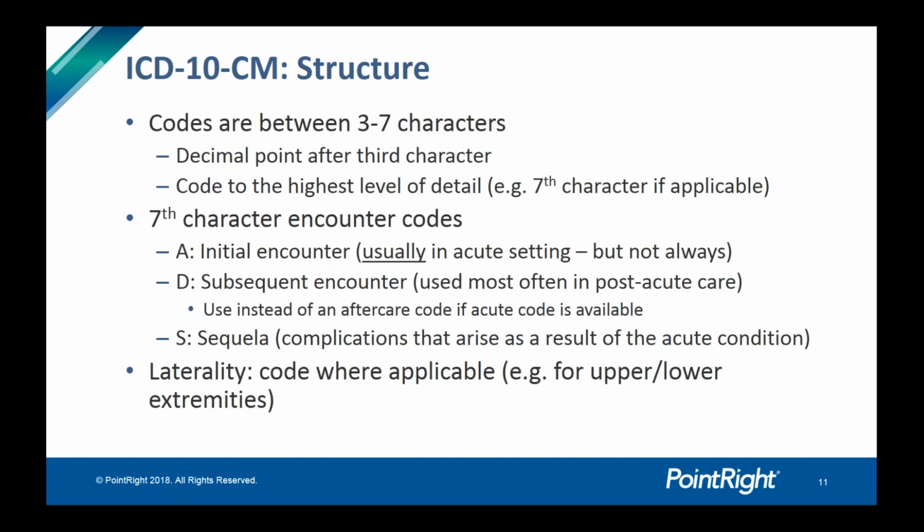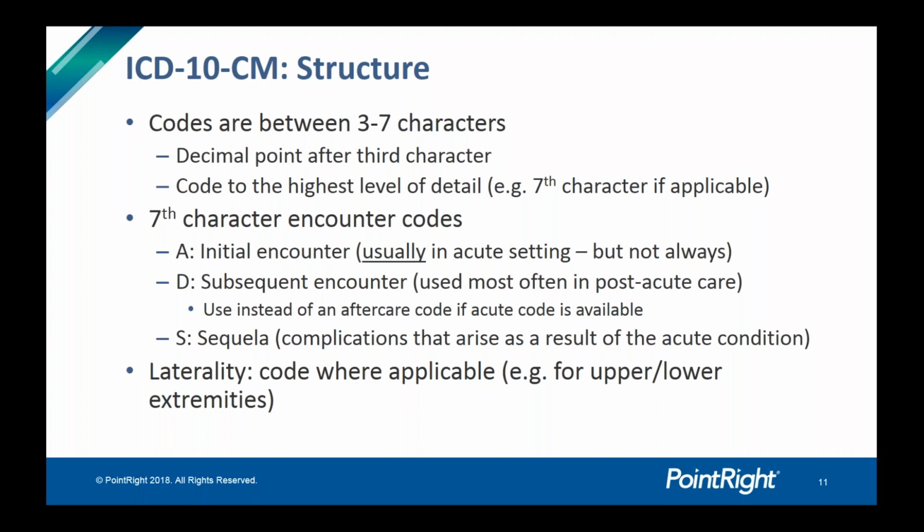So the structure of an ICD-10 code. The codes can be anywhere between 3 and 7 characters, and there's a decimal point after the third character. Now, the hard and fast rule here is that you code to the highest level of detail possible for that diagnosis. So if there is a 7th character that is required for a diagnosis code, you need to code it. The 7th character often encompasses encounter codes, and encounter codes are basically what is causing this diagnosis and how recent is it, in very layman's terms.